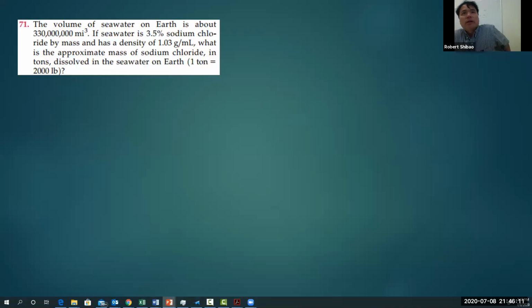This is a chapter 1, first week type problem, Chem 1A. The volume of seawater on Earth is about 330 million cubic miles. If seawater is 3.5% sodium chloride by mass and has a density of 1.03 grams per milliliter, what is the approximate mass of sodium chloride in tons dissolved in the seawater? So we want to figure out how many tons of sodium chloride is in seawater.